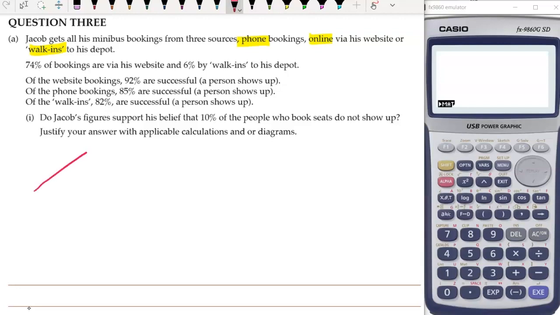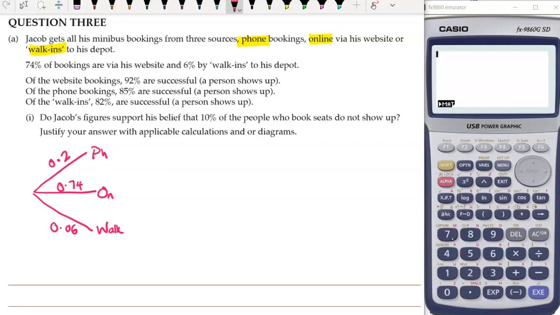Okay, so we could book by phone, online, or walk-in, and the chance of each of those, we've got 74% of the bookings are on the website, so that's 0.74. We've got walk-ins are 6%. Sorry, I should have put the 0.74 here for online, and W is for walk-in. Phone. Okay, there we go. So 74 plus 6 would be 80. That leaves us with a 0.2 for phone bookings.